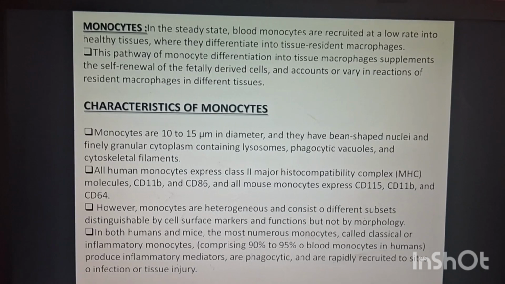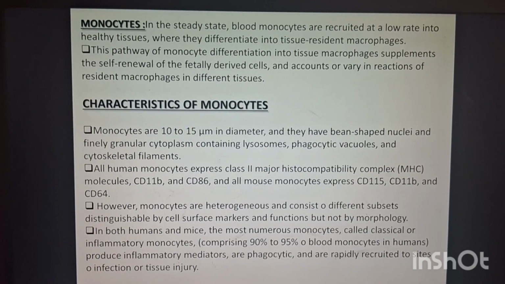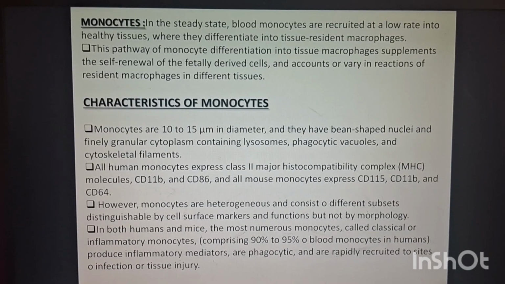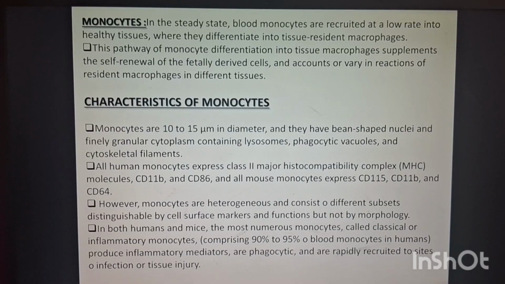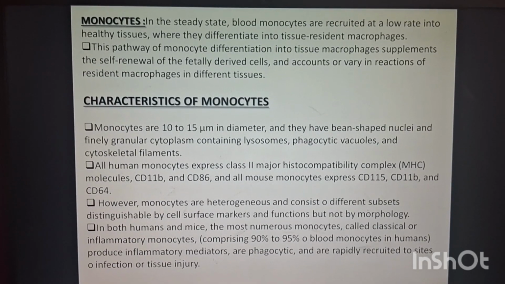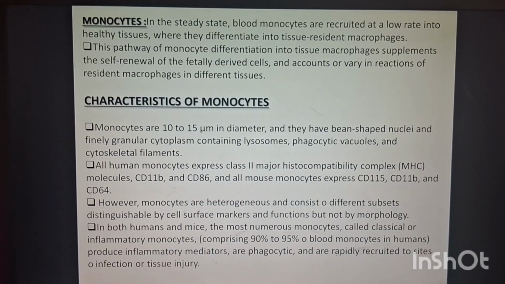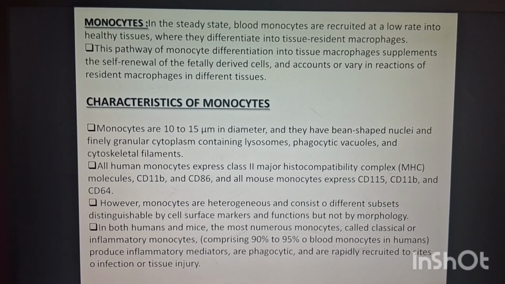Next is the introduction of the monocyte. In the steady state, blood monocytes are recruited at a low rate into the healthy tissue, and there they differentiate into tissue resident macrophages. This pathway of monocyte differentiation into tissue macrophages supplements the self-renewal of the fetally derived cells and accounts for variation in reactions of resident macrophages in different tissue.